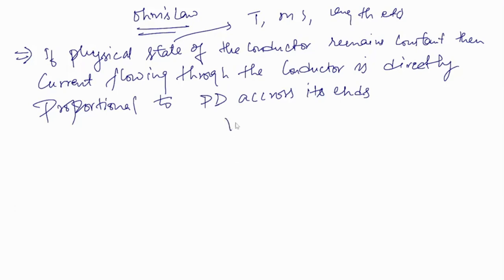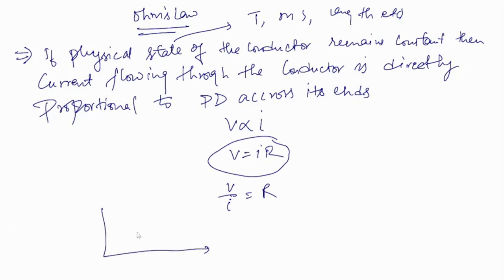So this means V is directly proportional to I. V is equal to I into R. From there we have got this, which means V by I is equal to R. If you draw the graph of V and I, it is somewhat like this, then this angle is theta, and tan theta is R. Means the slope will be R.